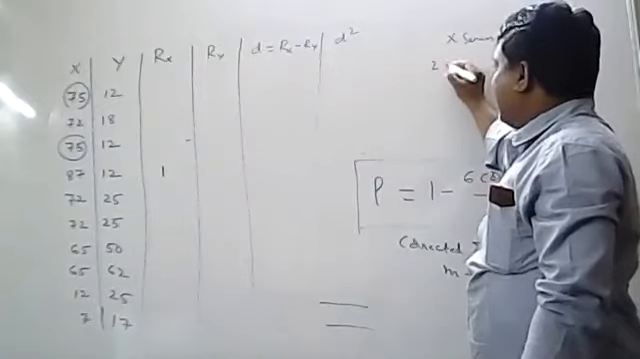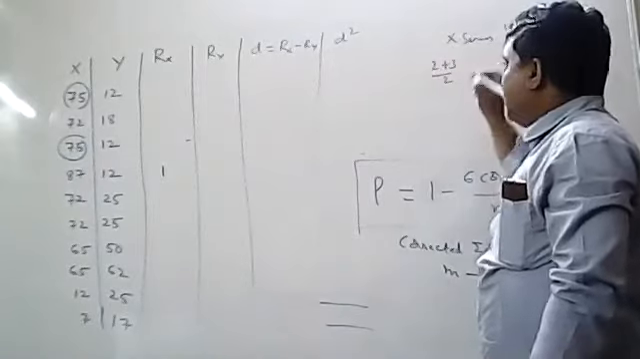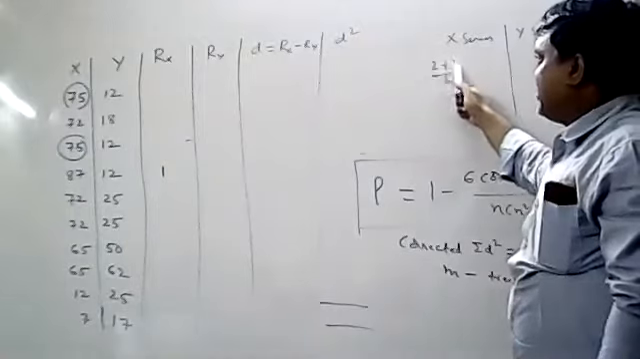That means the arithmetic mean of those ranks: 2 plus 3 by 2. Because for the second rank, there is a tie. How many values are repeated? 2 values are repeated.